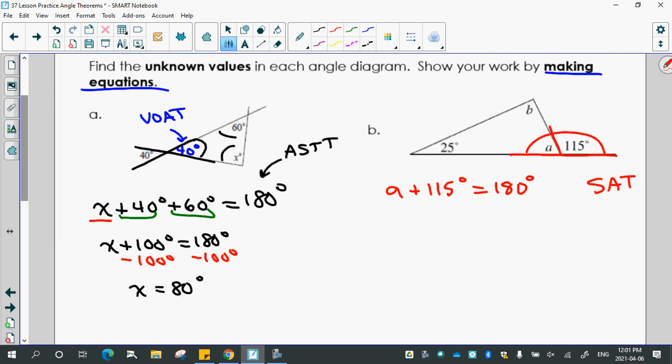Now I want to get A by itself, so it's a pretty easy equation, like the first day of equations. I'm going to subtract 115 on both sides. So I get that angle A is 65 degrees. Okay, so now I'm going to put the 65 into the diagram because I found it.